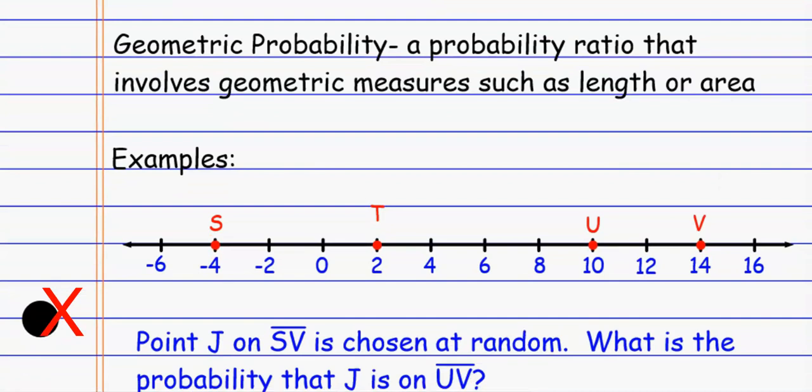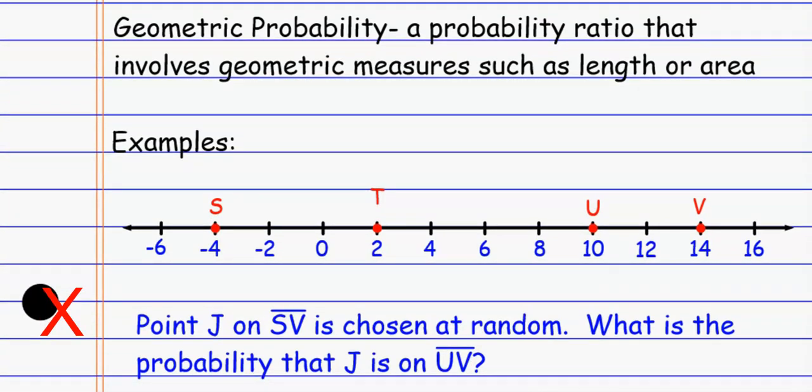For example, have a look at something like this. Here I have a number line, and it says that point J is on SV. Segment SV is chosen at random. So we're choosing some point J at random on SV. What is the probability that point J is also on UV?